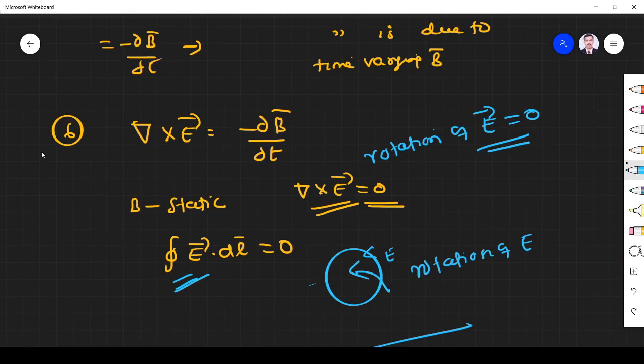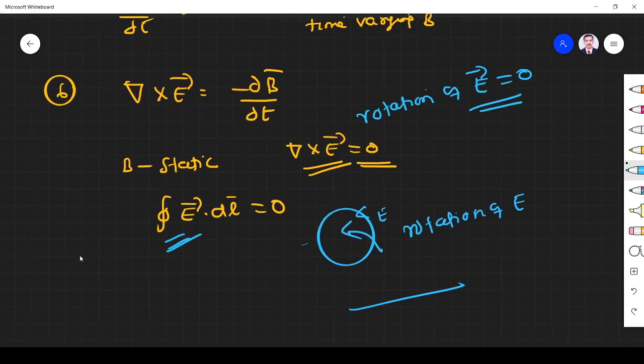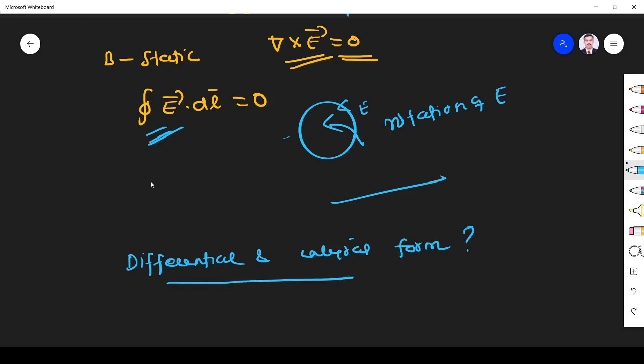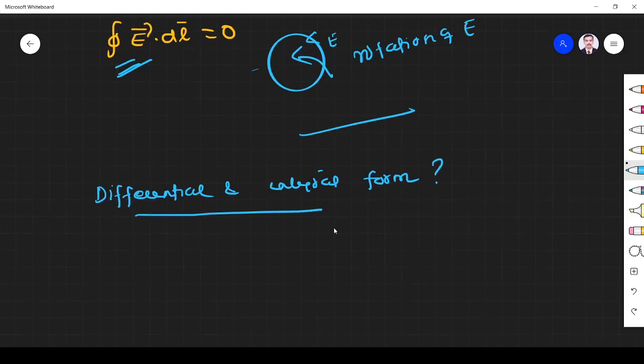That's the next question, right? If both are the same, del cross E 0 and E dot dl 0, why do I need two forms? Why do I need the differential form and the integral form? For all the Maxwell's equations, in Gauss law, in Ampere circuit law, for all the laws we have both differential form and integral form. Why do we need both forms even though both are telling the same thing?